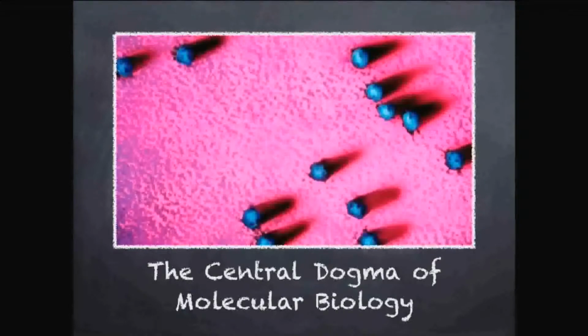This is in some sense a continuation of the molecular genetics presentation I put up, but this talks about how we go from DNA to proteins, which is a really important process of the cell, and that's called the central dogma of molecular biology.